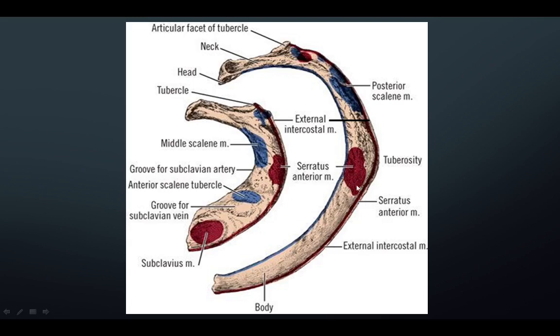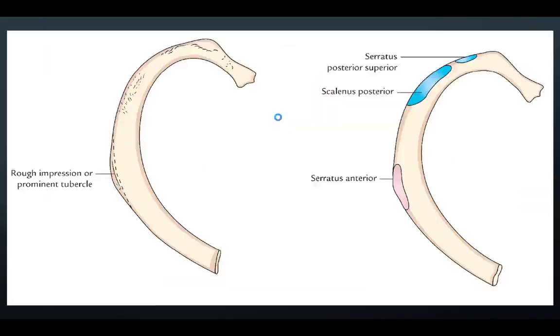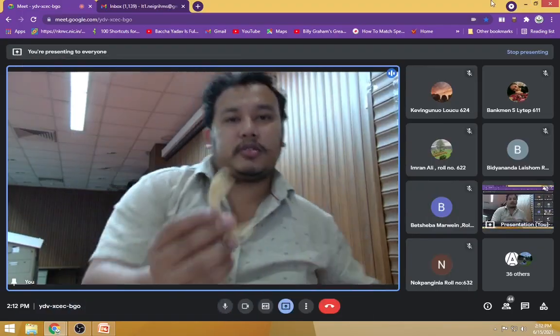Okay, so mainly these are the appearance of the first and the second rib. The second rib is, you can say, kind of like an intermediate form of rib between a first rib and a typical rib. After the second rib, the third, fourth, fifth, sixth, all these ribs have similar structures that we had already discussed. The first rib is more important, mainly these relations they ask. Pay attention to the sympathetic trunk and all. Okay, so that's it. And before going, let's see the ribs once.